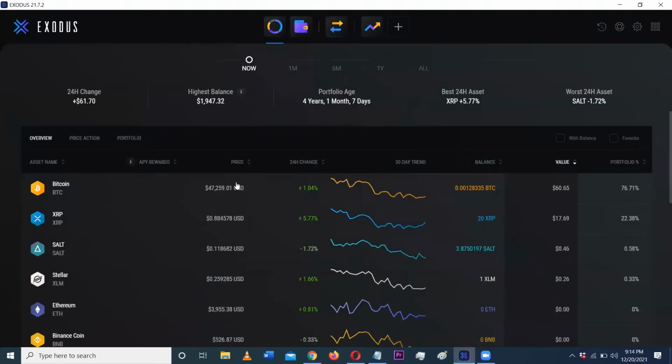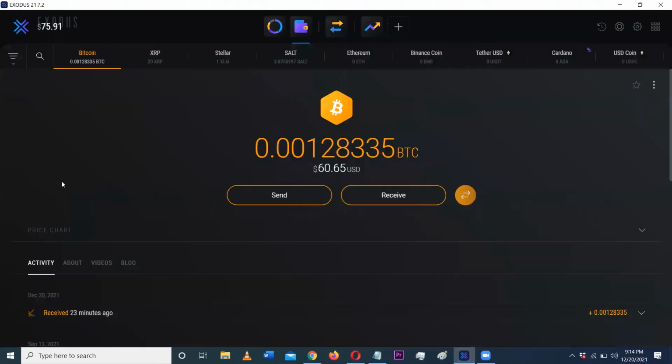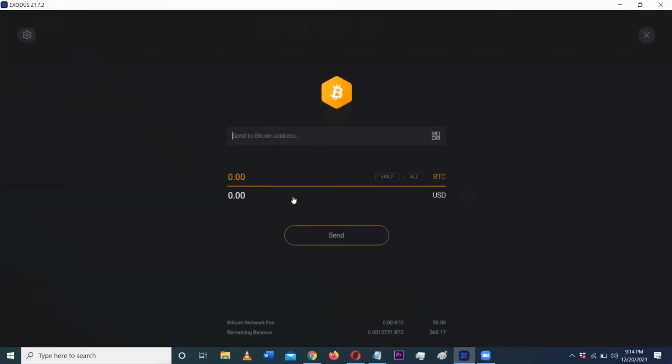Then I go to Exodus wallet. And then I select Bitcoin. I want to send the Bitcoin I have here. It's like $60. I want to send it to the exchange. So I'm going to click on send. And then I'm going to enter the address that the exchange gave me, right? The exchange gave me this address, which means that anytime somebody sends Bitcoin to this address, the Bitcoin is going to go there.